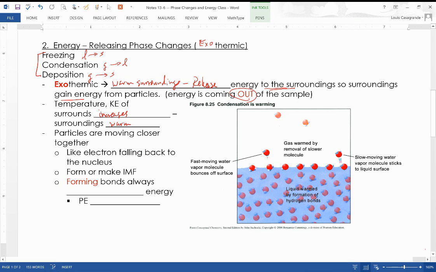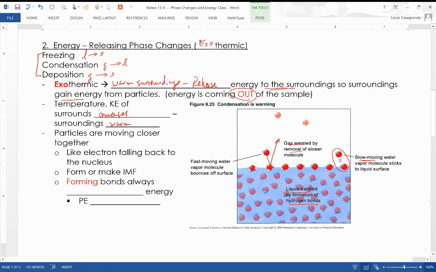Now, a faster moving water molecule like the one on the left will hit the surface and is going to have enough kinetic energy to bounce off, to overcome the intermolecular forces of attraction, just like with gases not condensing into their liquids. But if we have a slow-moving water molecule, it's going to get caught. It's going to have hydrogen bonding pull it together. So the hydrogen bonding is formed, and the liquid is going to be warmed by the formation of hydrogen bonds.